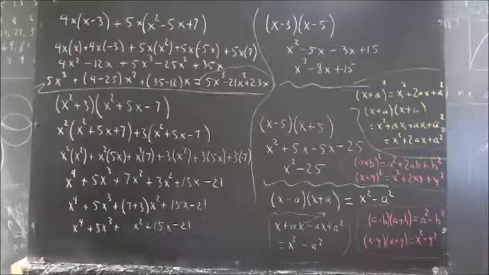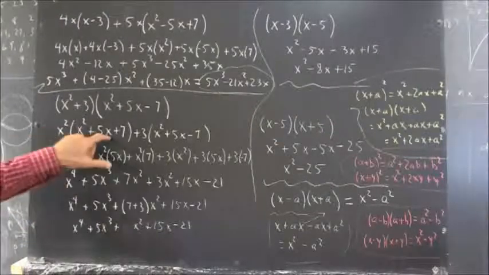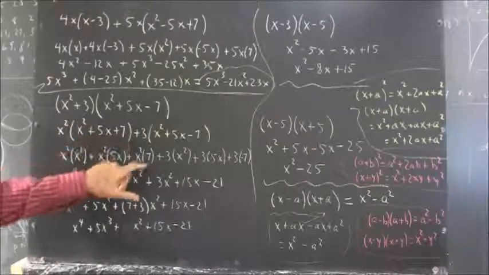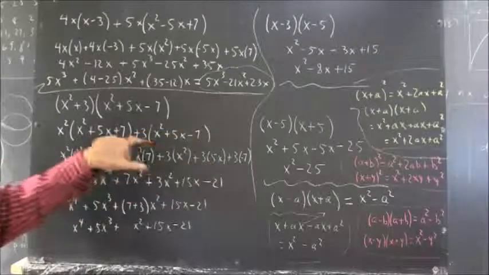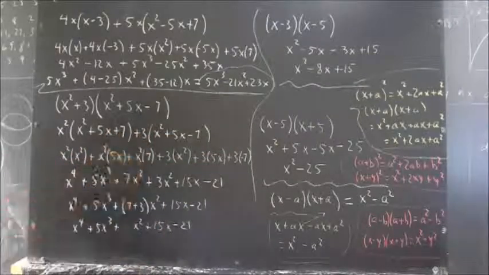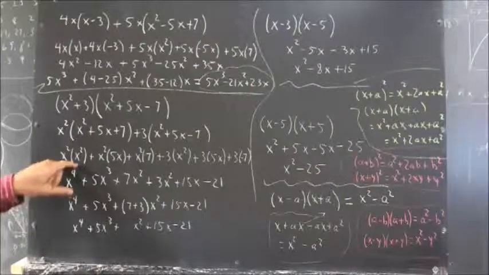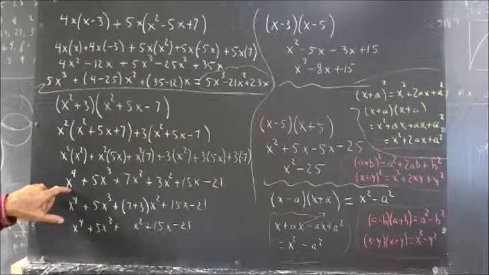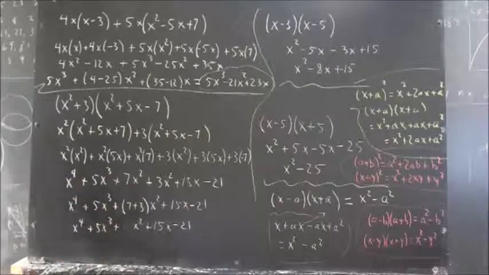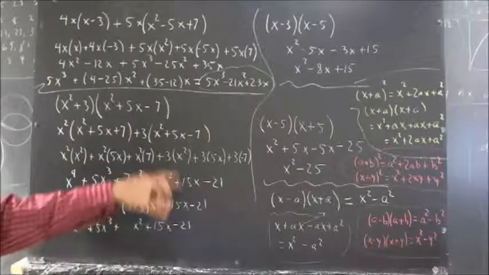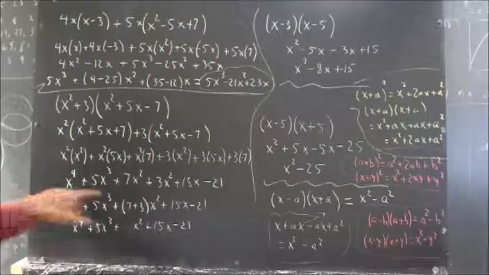I'm not going to read all that to you, except we have the x squared times the x squared here, x squared times 5x here, x squared times 7 here, 3 times x squared here, 3 times 5x here, 3 times negative 7 here, and I just did read it to you, but it's okay. Make sure that we understand this. Then multiplying x squared times x squared, we get x to the 4th. x squared times 5x gives us 5x cubed. x squared times 7 gives us 7x squared, and so on. So all these terms are represented here.